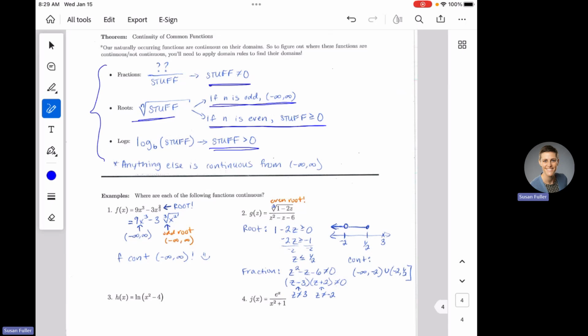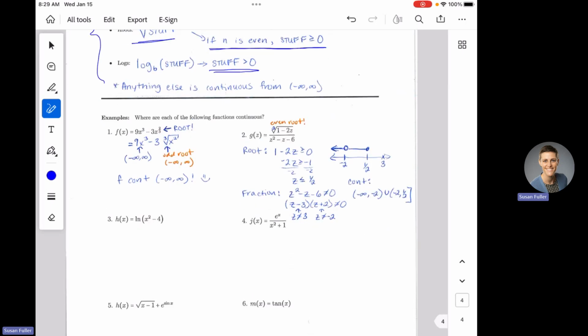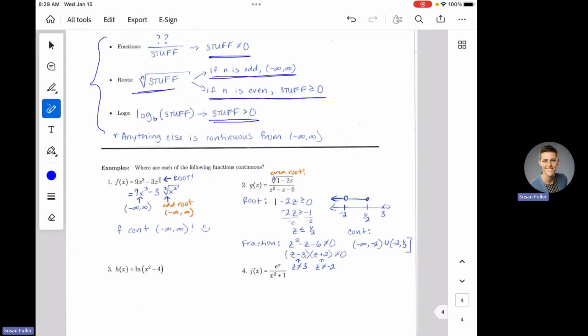So all of our sines, our cosines, our exponentials, our polynomials. Any of our other functions, if it's not either a fraction, a root, or a log, it's continuous from negative infinity to infinity. Okay, and we just have to apply these to anything that shows up in our function.